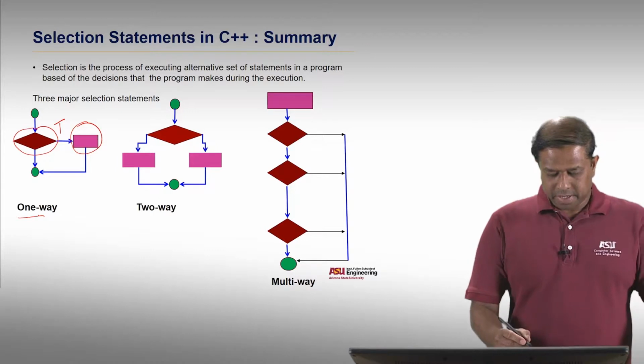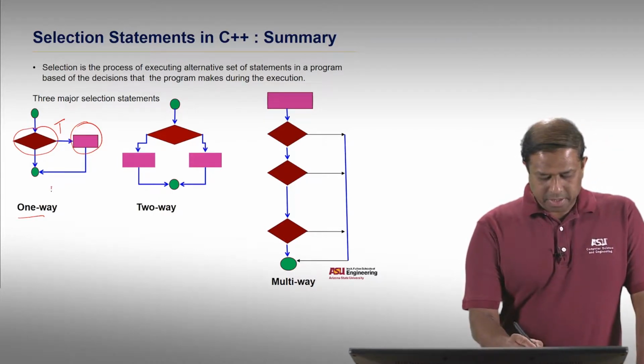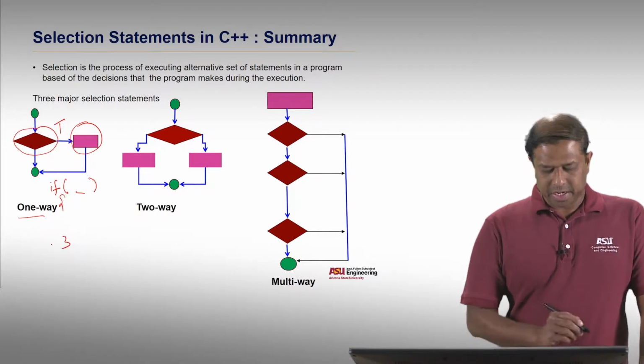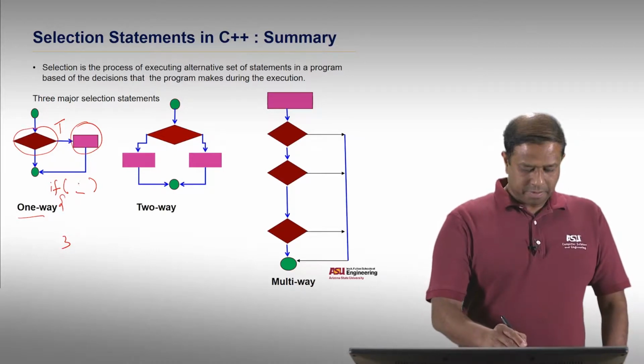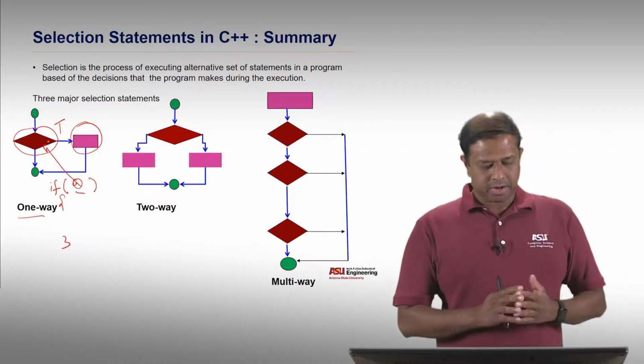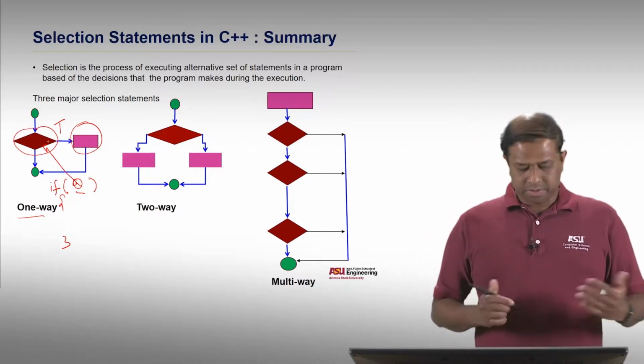Now one-way selection is realized in C++ using the if statement, right? So we have if and the expression, and then we have a set of statements to be executed. So what we write here is pretty much in this box. That's the logical statement that gives us either a true or false value.